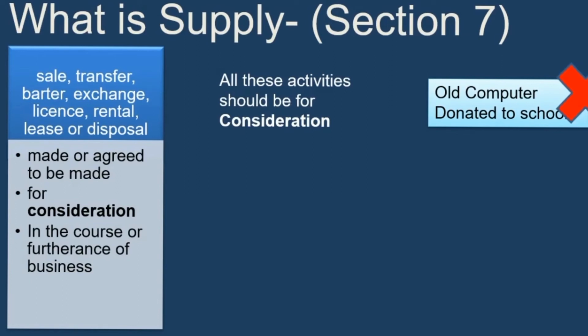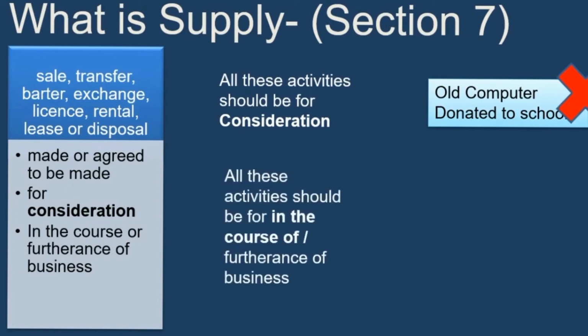And the last point for this is that all this activity should be in the course or furtherance of a business. The sale, transfer, barter, etc. should be part and parcel of your business, either in the course of your business activity or for the furtherance of business. If you are doing these kinds of sales, barter, activities, then it will be treated as supplies.